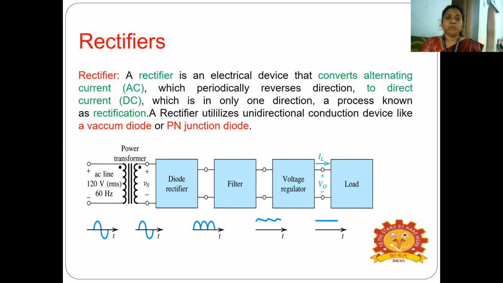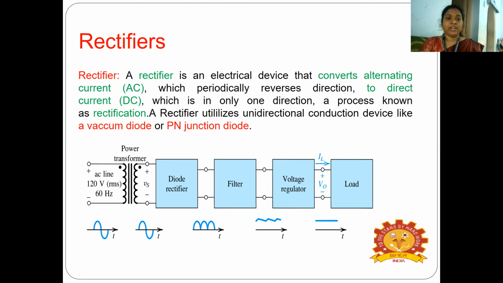Next you can see the block diagram, showing how the AC signal is rectified into the DC signal. First you are using a power transformer, which has two windings, the primary winding and the secondary winding. To the primary winding you give the AC supply or the AC line. Here you can say 120 volt RMS, that is root mean square value, at 60 hertz input to the primary winding.